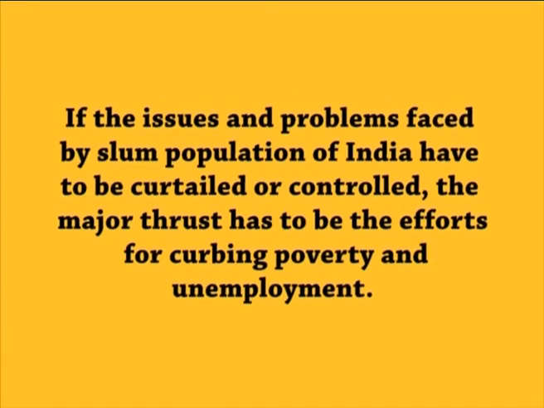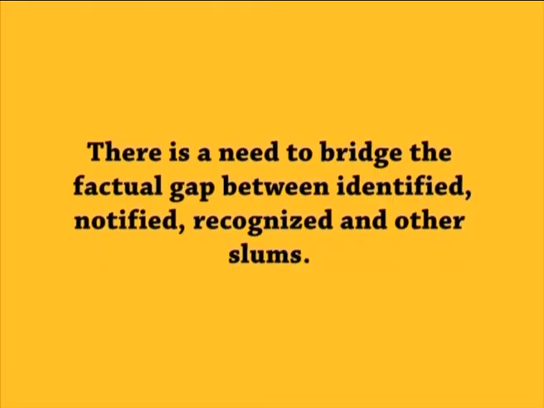If the issues and problems faced by the slum population of India have to be curtailed or controlled, the major thrust has to be the efforts for curbing poverty and unemployment. Reducing the slums as such on the surface of the land is a utopian suggestion which shall not have any logical weightage. On the other hand, the existing slums can be worked upon with technical change. There is a need to bridge the factual gap between identified, notified, recognized, and other slums. The more notified slums there are than the others, the better can be the conditions of the slum population.